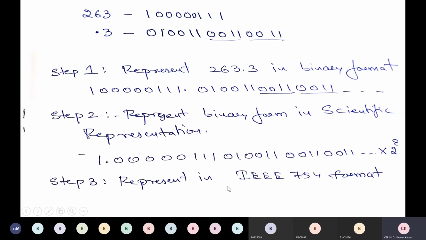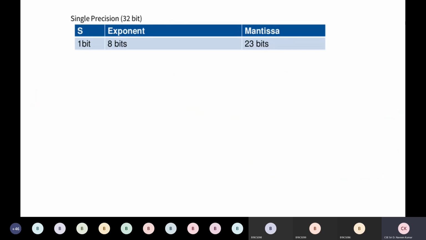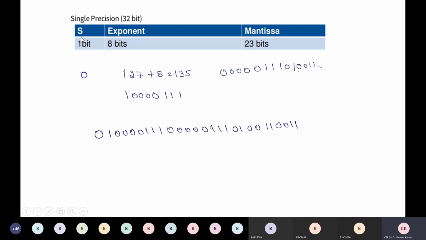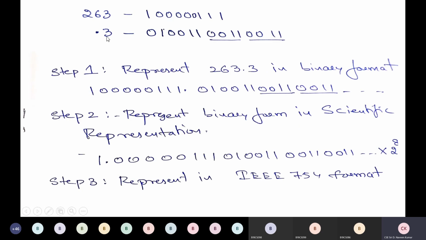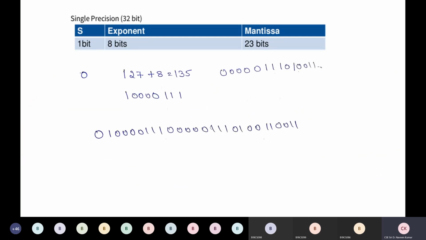So how do we represent it? Step 3, we'll see. The IEEE 754 format we already showed you is 32-bit single precision. One bit is allocated for the sign bit, 8 bits are allocated for the exponent, and 23 bits are allocated for the Mantissa. Because the given number 263.3 is a positive number, the sign bit will be 0. For a positive number, the S bit will be 0.